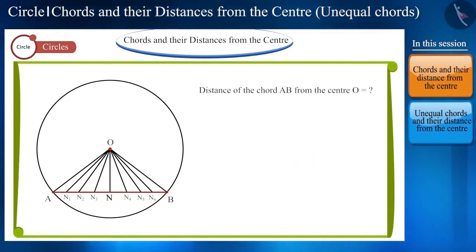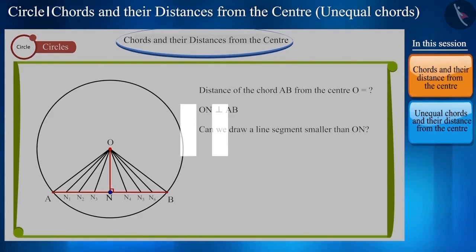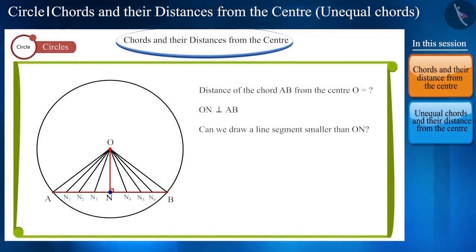Friends, we can see that of all these line segments, perpendicular ON drawn from the center O to chord AB, intersecting AB at point N, has the shortest length. Can we draw a smaller line segment than ON? You can pause the video and try. You will see that we cannot draw a line segment smaller than perpendicular ON here.